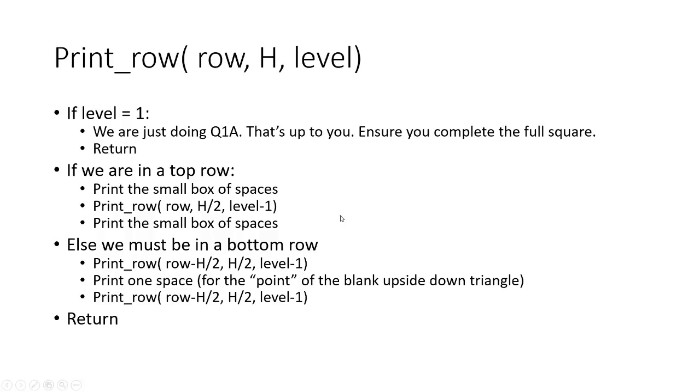If we're in a bottom half row, we basically print those 2 triangles separated by 1 space, right? Print row, print 1 space, print row. The only tricky part here is what the row variable should be, because the tops of the bottom row triangles are not equal to the top of the top triangle. They're halfway down, right? We essentially reduce the row that we're at by half the height of the big triangle. That's it.